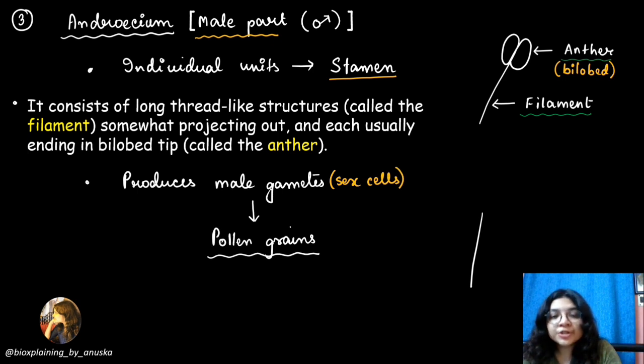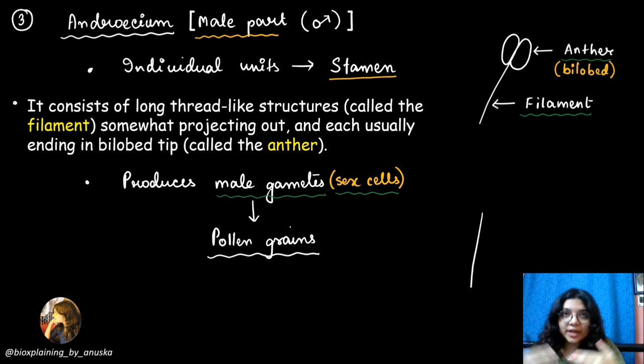Now, what is the function of this Androecium or the stamen? Their major function is to produce the male gametes. What are gametes? Gametes are the sex cells, meaning that these are the cells which are going to fuse together. The male gametes and the female gametes are going to fuse together. They are going to get fertilized, and then the zygote will be produced. So the male gametes in case of flowers are what we call the pollen grains.